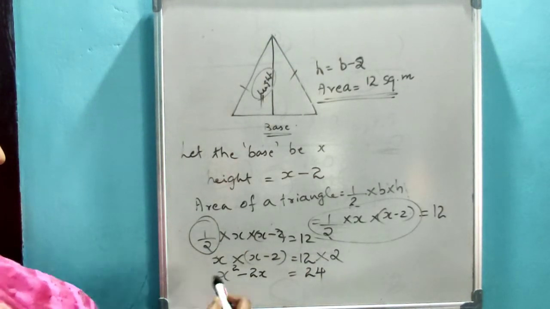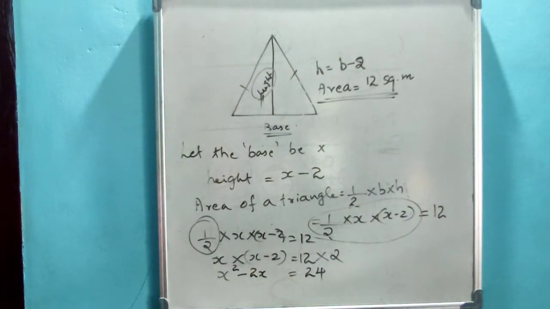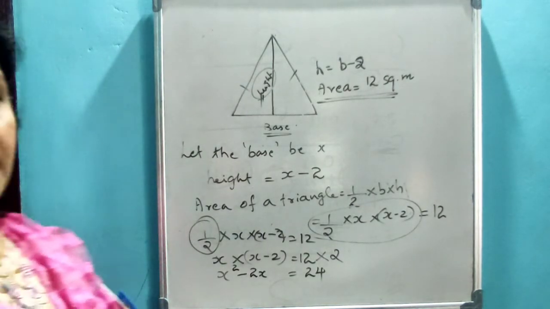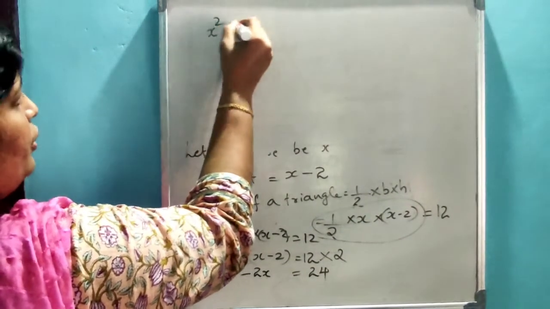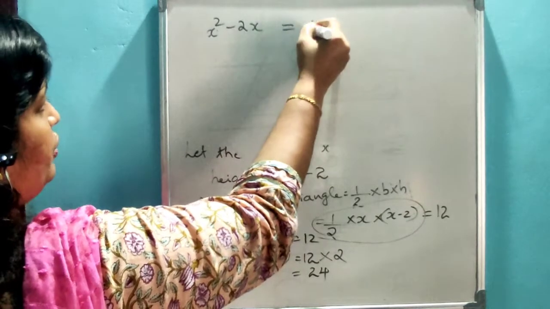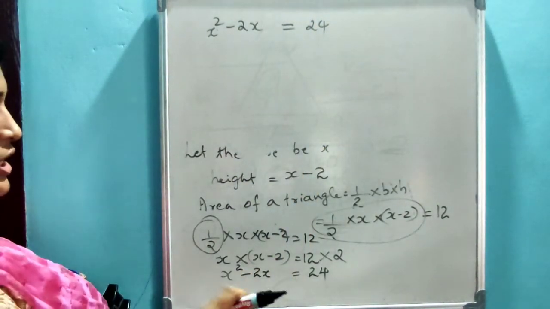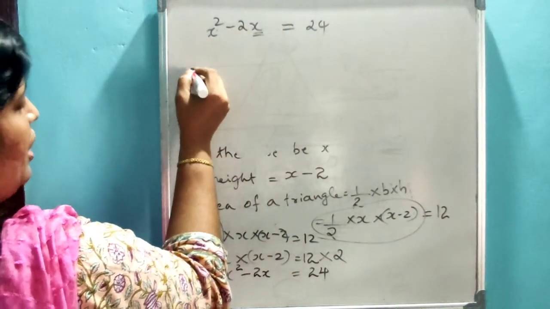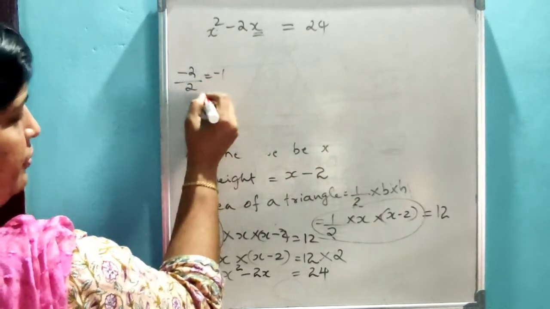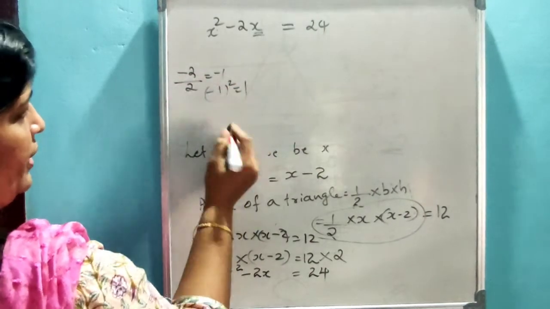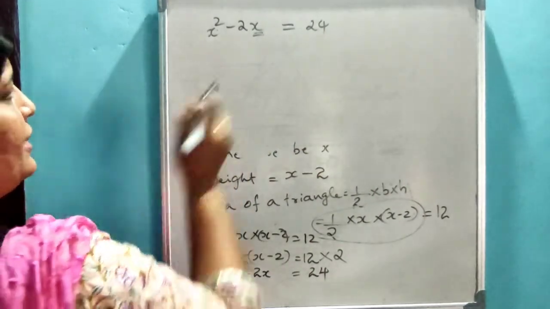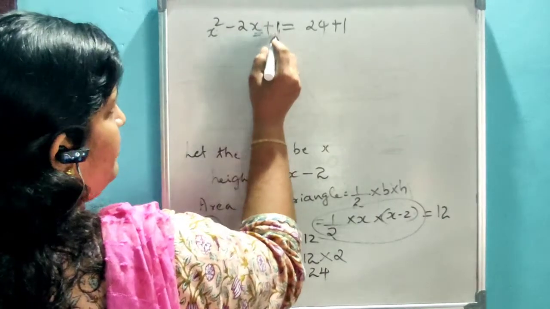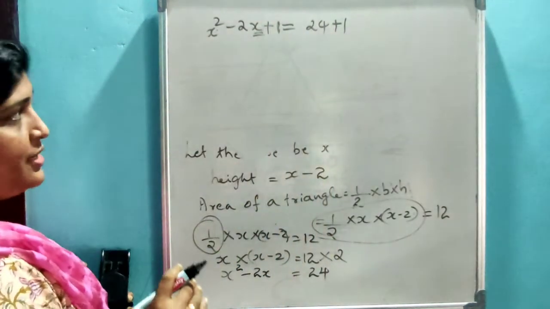So we have a second degree equation here: x square minus 2x is equal to 24. Now we need to solve this equation using the square completion method. Add to both sides of the equation the square of half of the coefficient of x. Here the coefficient of x is minus 2, its half is minus 1, and its square is equal to 1. So add 1 on both sides of the equation. Here we have x square minus 2x plus 1 is equal to 24 plus 1.